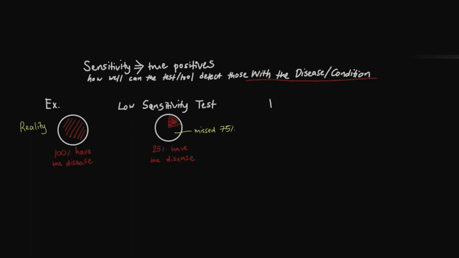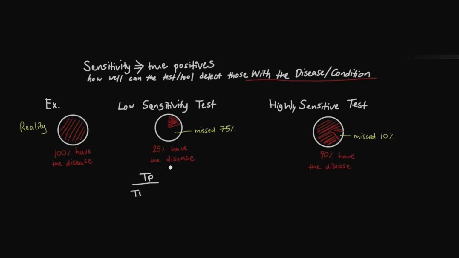Let's say you make a new test, one that is more sensitive, and so you administer this test to all 100 people, and out of the 100, 90 test positive, and the remaining 10 test negative. This is a much better situation to be in because we're not missing as many of those cases as we were before. To calculate your sensitivity, aka your true positive rate, you take your true positives divided by your true positives plus your false negatives.